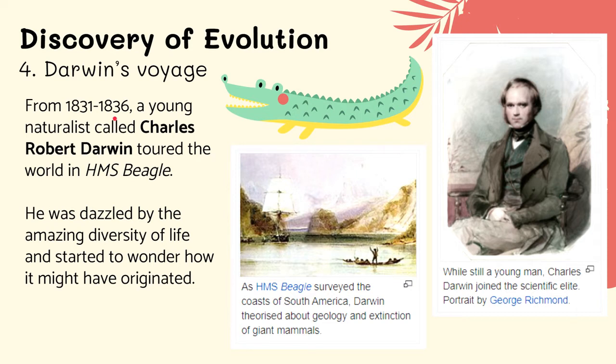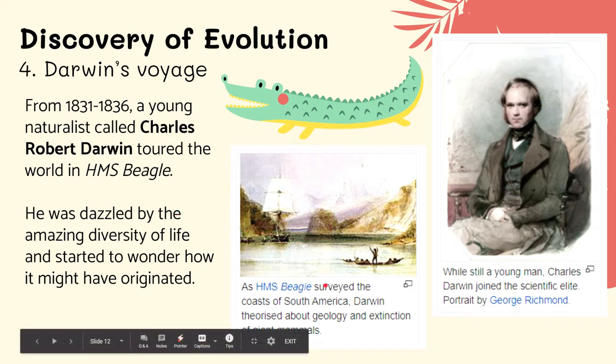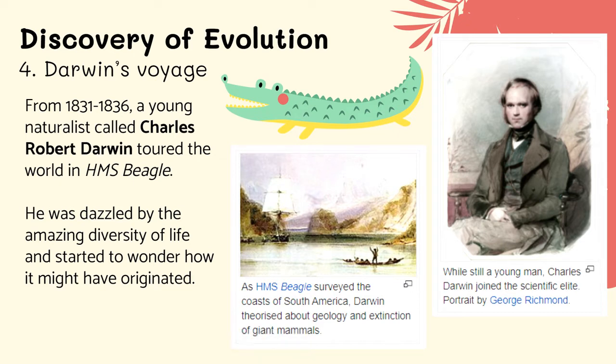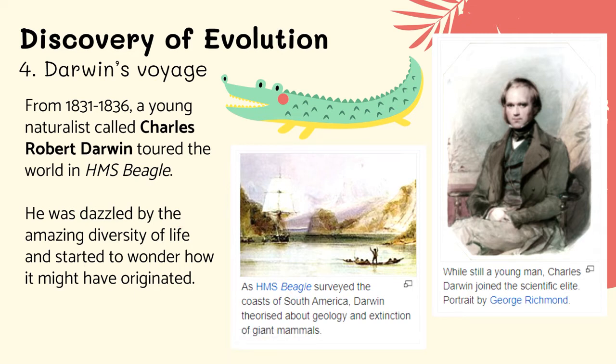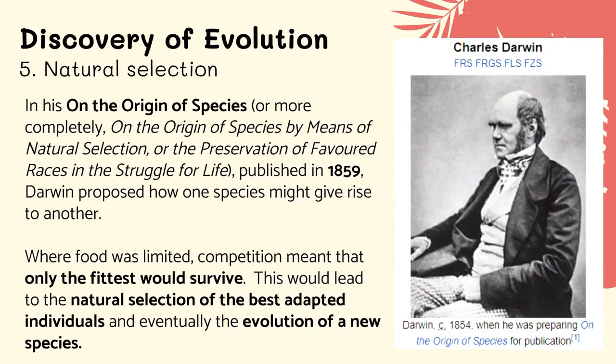From 1831 to 1836, Charles Robert Darwin toured the world aboard HMS Beagle. Okay, the mission of this ship was to survey the coast of South America, and Charles Darwin was on board among other scientists and naturalists. And of course, he was dazzled by the diversity of life he saw there, and started to wonder how that variety might have originated. Throughout his voyage, he collected a lot of specimens and consulted a lot of fellow scientists and naturalists. And in 1859, in his work On the Origin of Species, which is the shortened title, the complete title being On the Origin of Species by Means of Natural Selection, or the Preservation of Favored Races in the Struggle for Life, he proposed how one species might have given rise to another species.